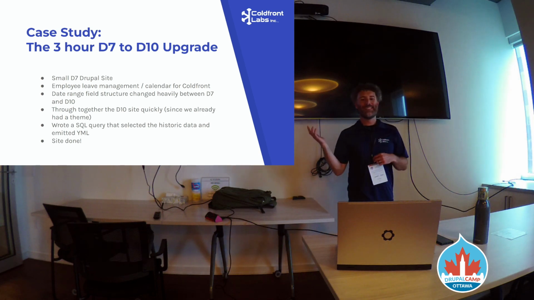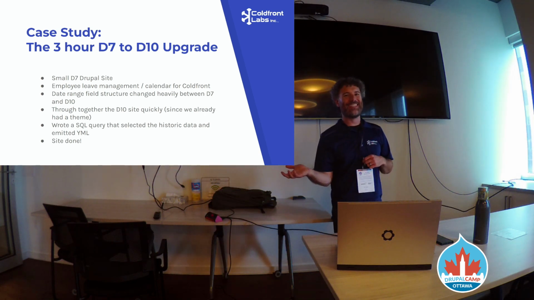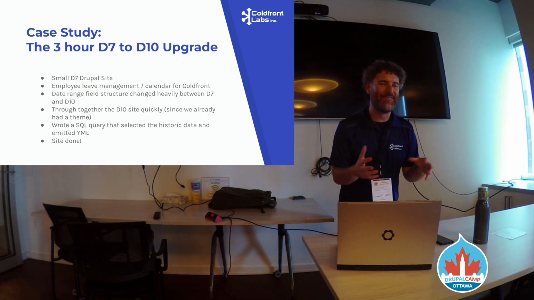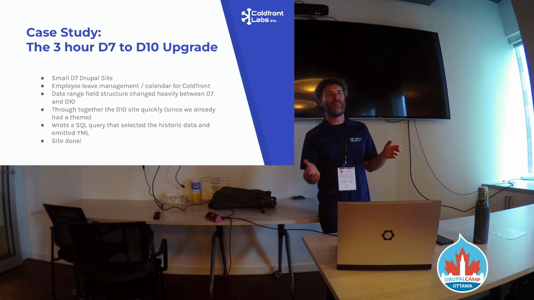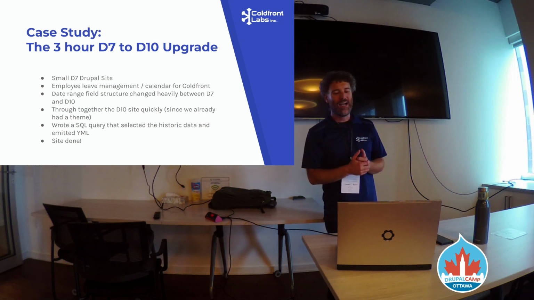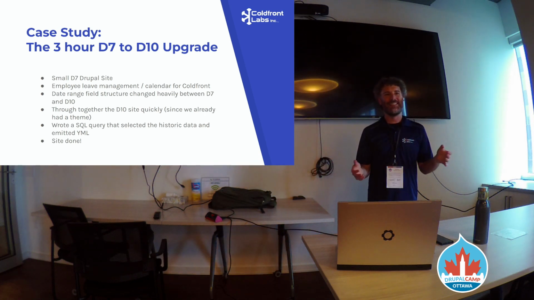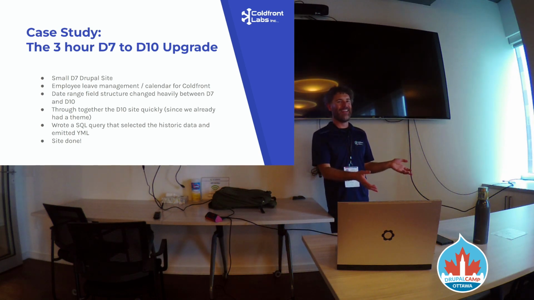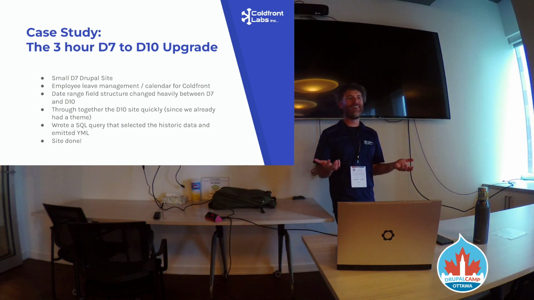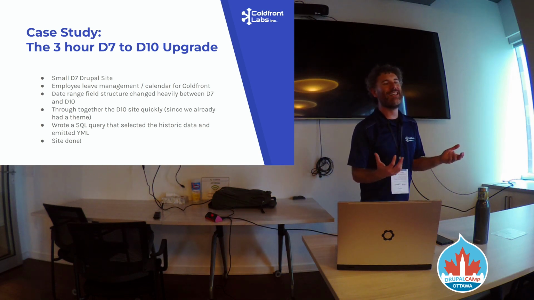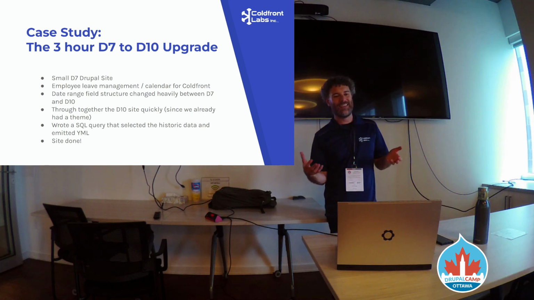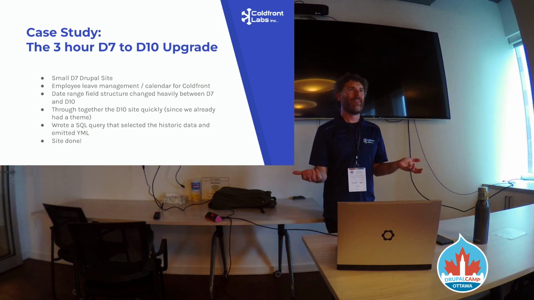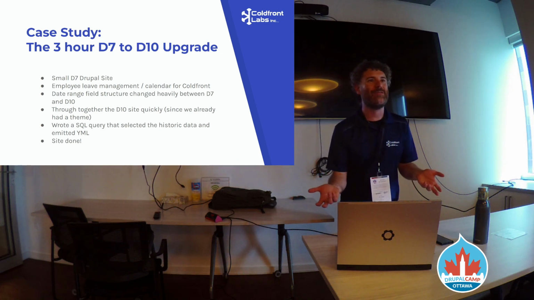So one of them is my 3-hour D7 to D10 upgrade. We had a site that was essentially our leave calendar. It's the vacation calendar for the company to say who's off, when, and where. It's not a really complicated site. It has a calendar, it has a content type called leave, and then it has users. Not a whole lot on this. So the functionality is pretty easy. We book the leave events, they have a start day and an end day, and that's it. And then they're associated to a user.